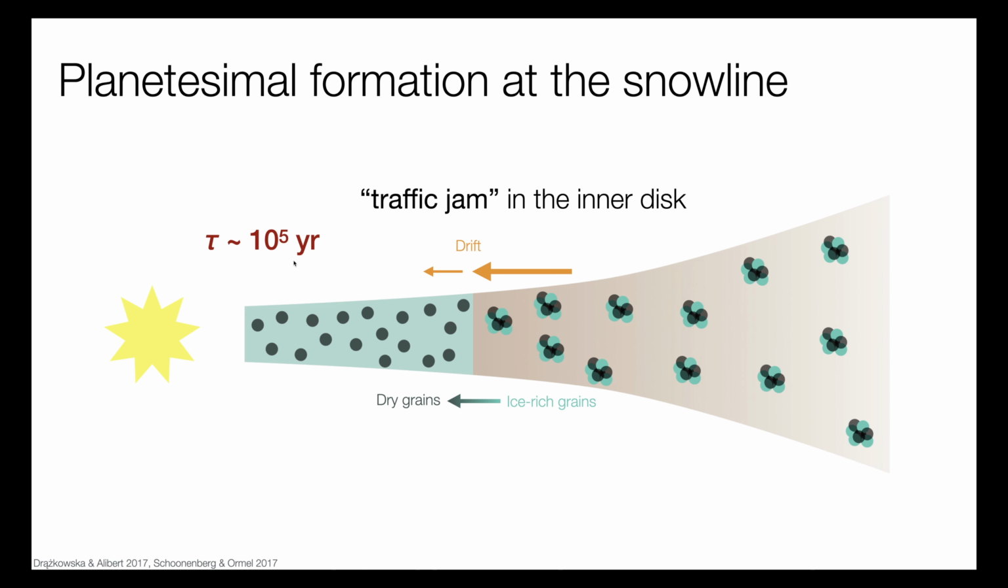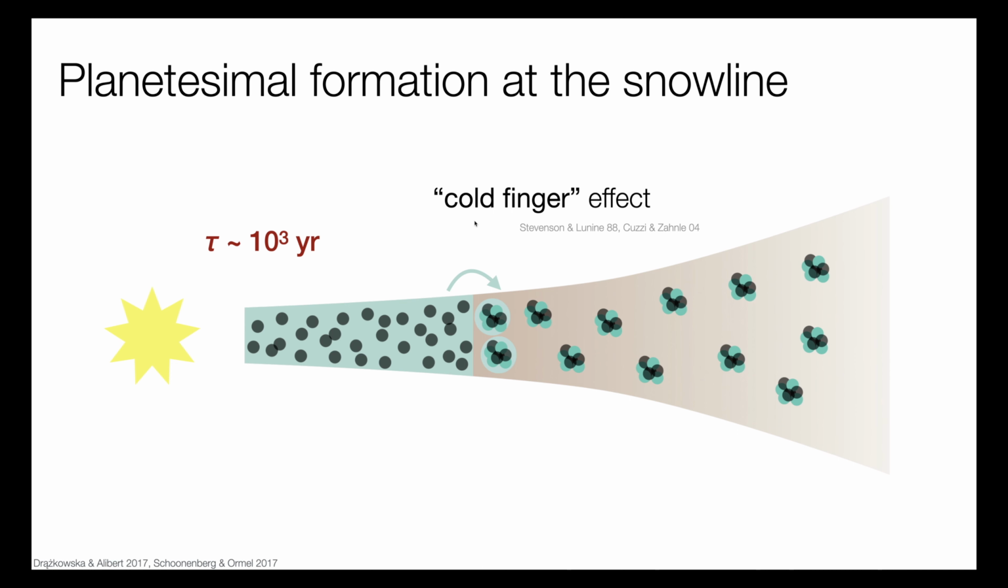In addition to the traffic jam effect, the so-called cold finger effect is operating. Water vapor from the inside of the snowline diffuses outward and refreezes onto grains just outside of the snowline, which facilitates planetesimal formation by enhancing the solid surface density. This happens on a timescale of about 10^3 years.